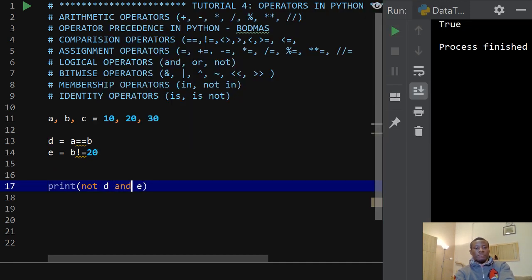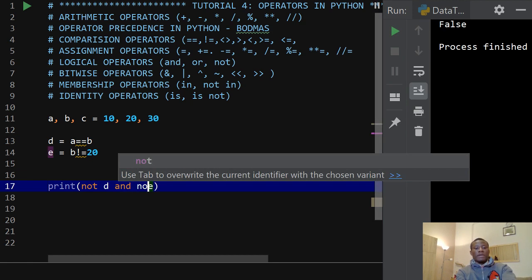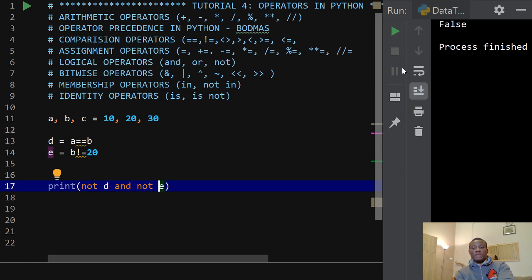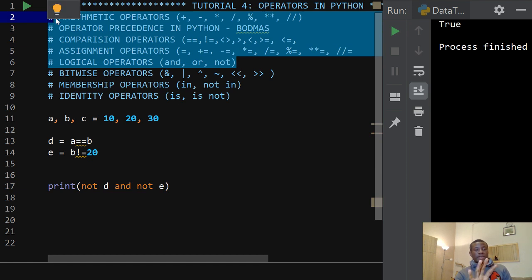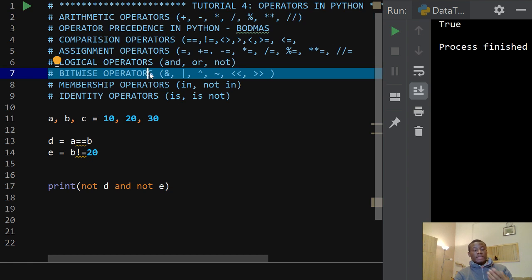If I use the AND operator, it is going to return true only if both of them are true. So this is giving us false because E is false. If I put not E here, both of them are going to be true, and so it returns true. So now here is the thing I want you to know. The first items we've discussed, these first 5, try to take some time to go through them. The one that will be a bit tasking will be the bitwise operators, but it's really very easy. I'm going to show you an easy way to do it.